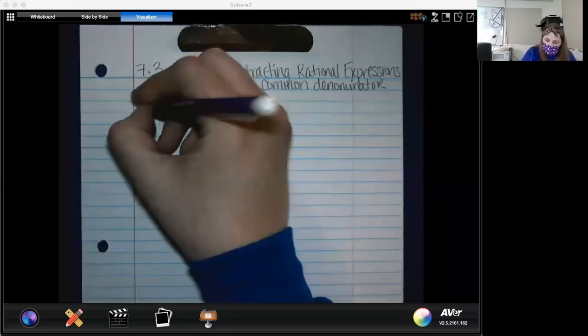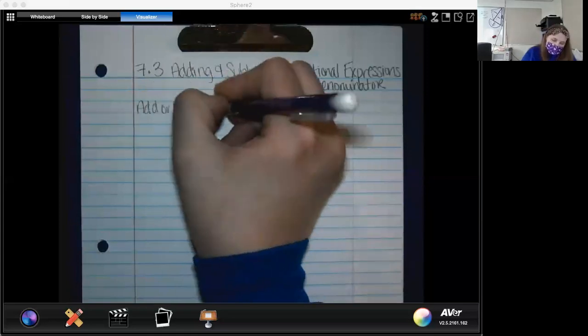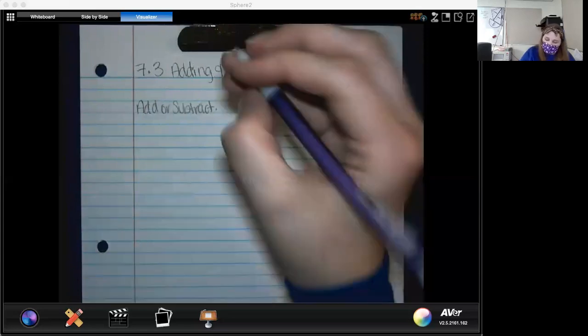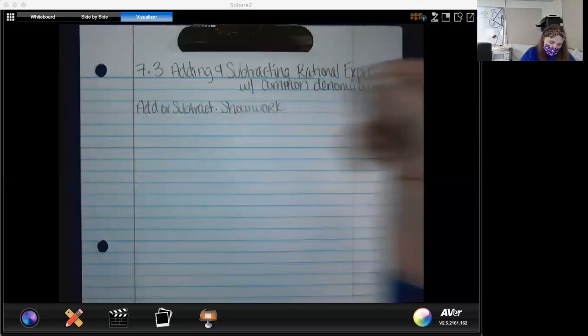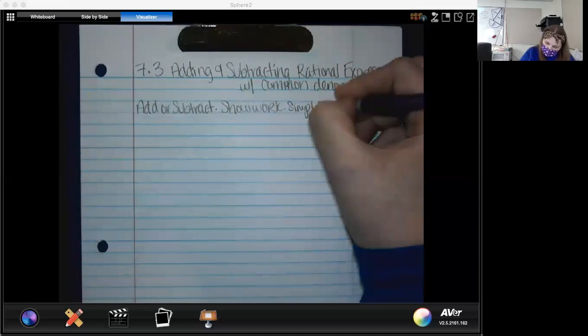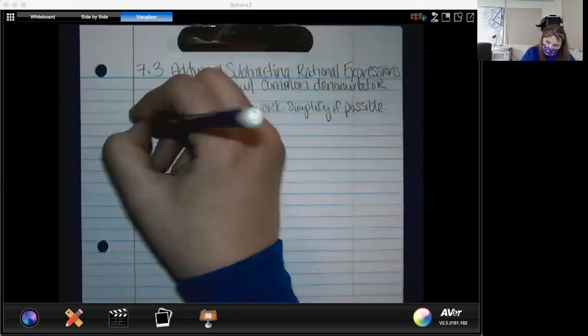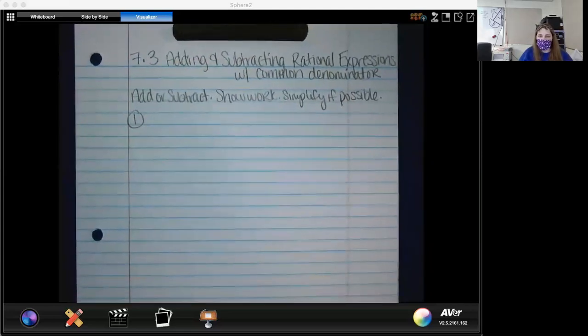So the instructions are going to be add or subtract. It will not be split apart like it was in the last one where it was all multiply then all divide. It'll be back and forth, add, subtract. So pay attention. As always, show your work and simplify if possible. Okay, and we're going to start with a numerical problem to get us going.